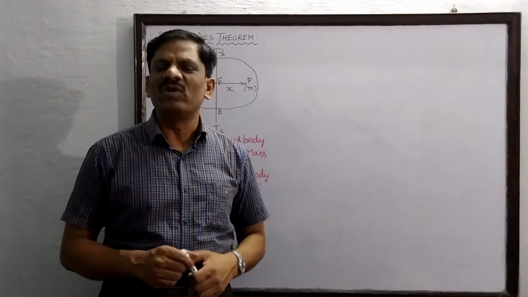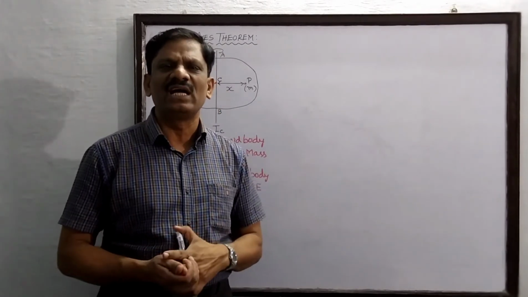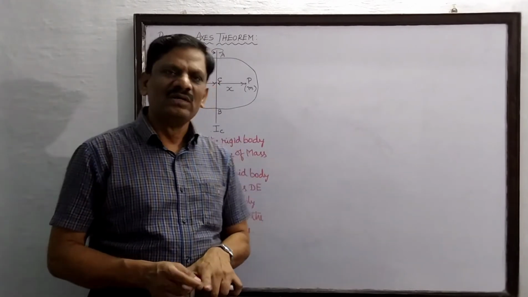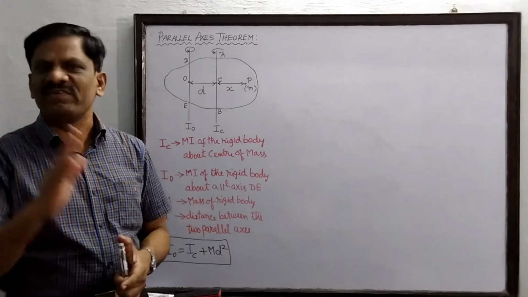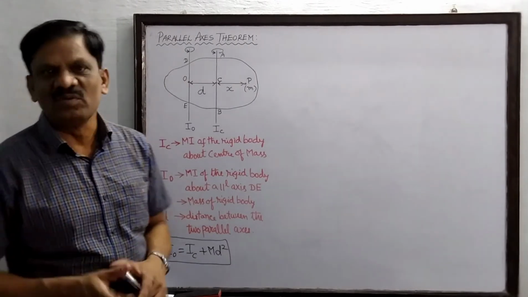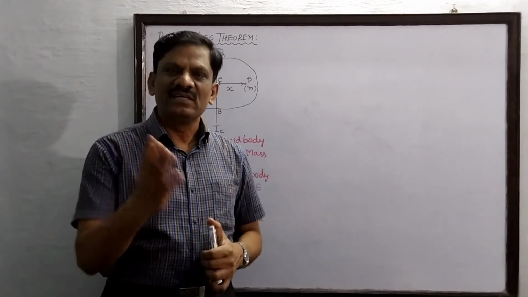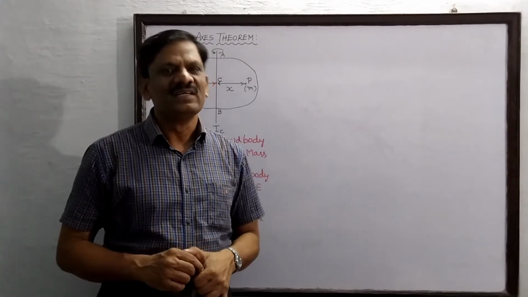And when will the rigid body have the minimum moment of inertia? When the axis passes through the center of mass. So, when you shift the axis away from the center of mass, naturally its moment of inertia is going to increase. By how much? That is only given by the parallel axis theorem.